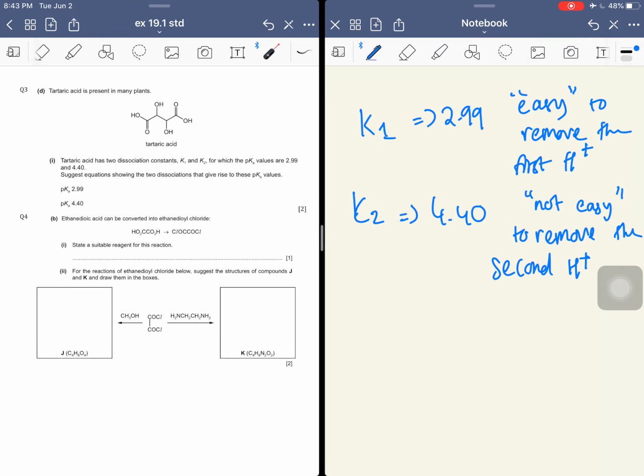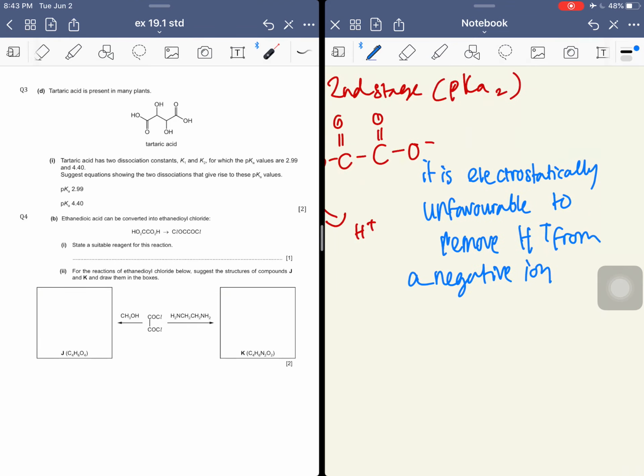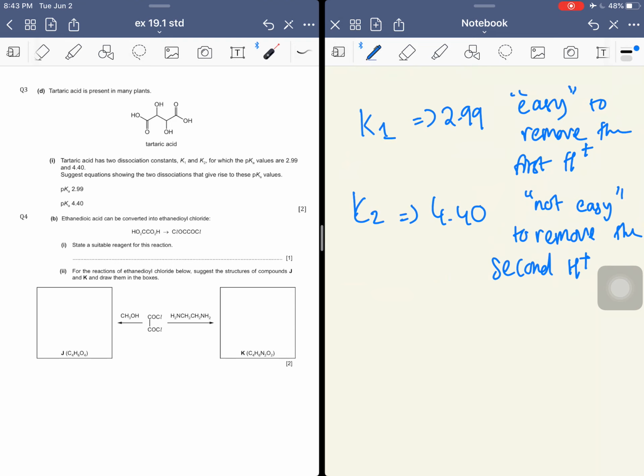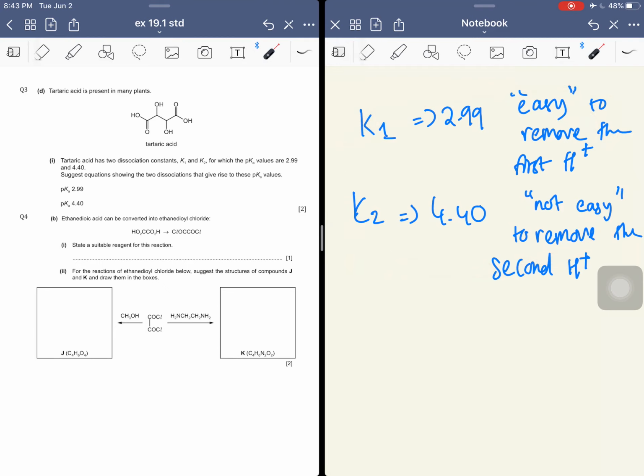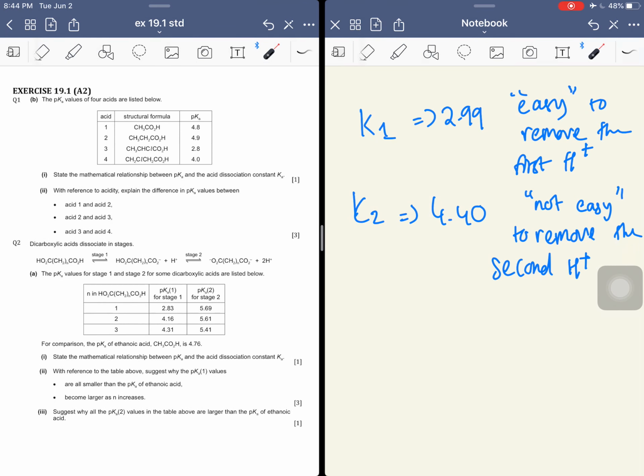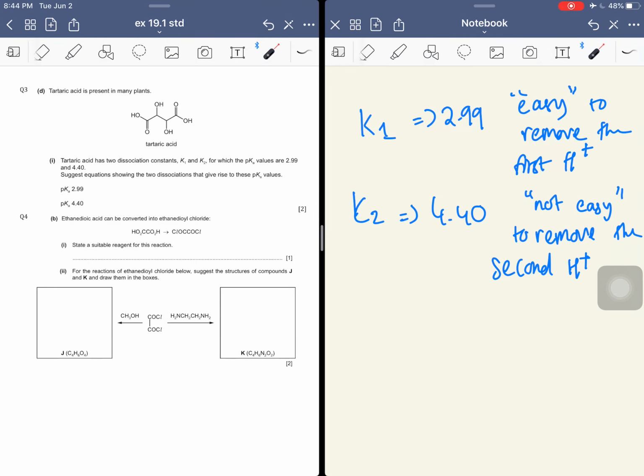The reason is the same as the previous one. You have to explain. This is not the answer. This is just giving you some hints. So you have to write down the equation that corresponds to K1 and K2. K1 is removing the first H plus. K2 is removing the second H plus. Please use the previous question as a guidance.